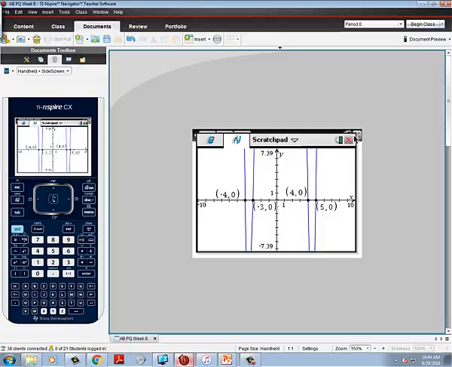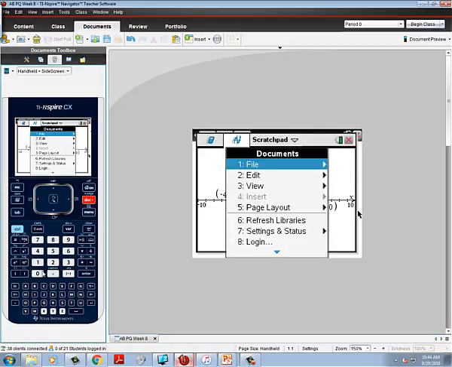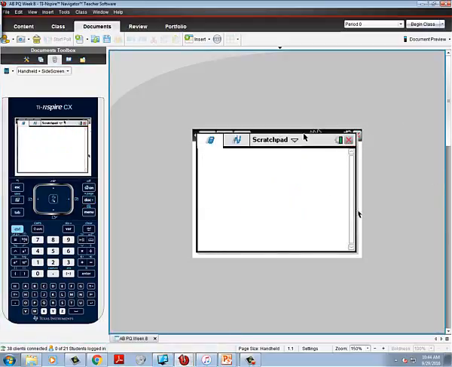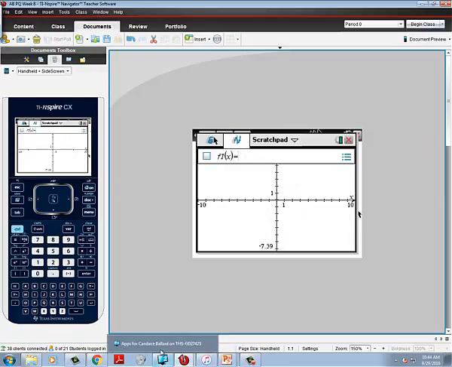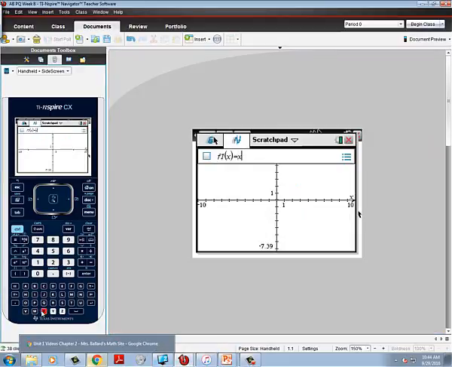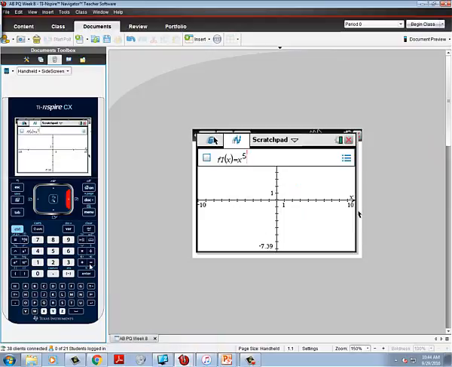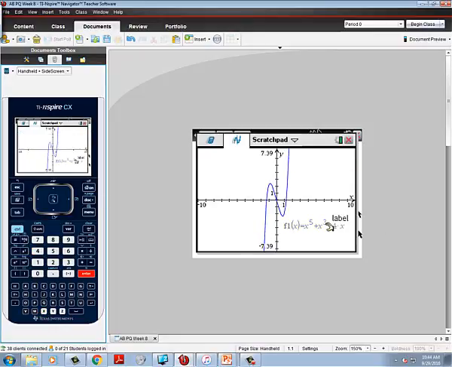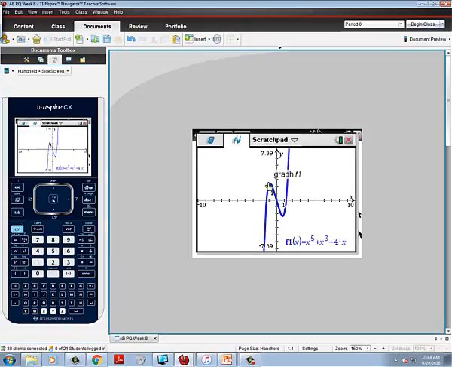So I'm going to clear what I've done. And we're going to type in x to the 5th, plus x cubed, minus 4x, and hit enter. All right, and this time it was asking us for the maxes and the mins.